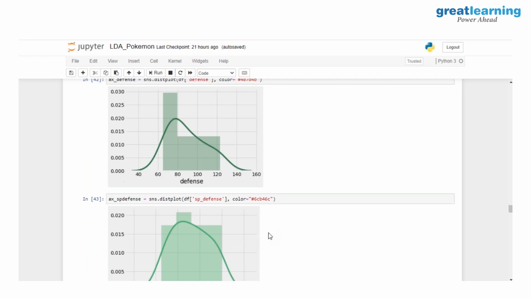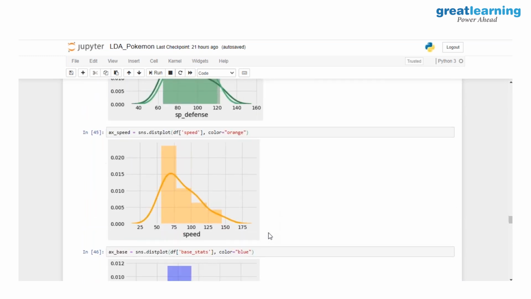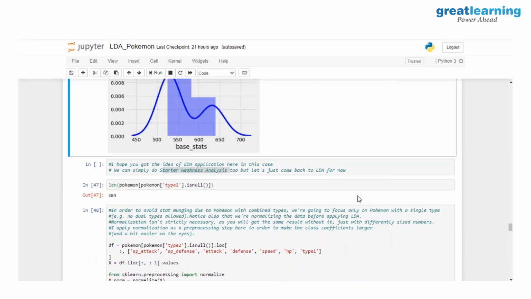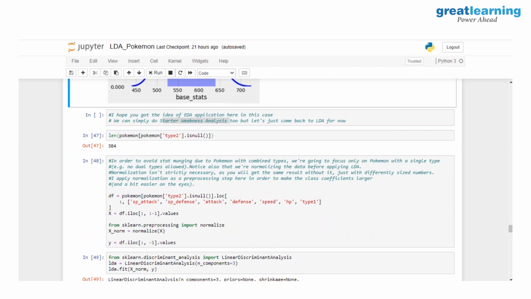But yeah, the reason I'm rushing through this is simply because of time. You can study this EDA, so you get the idea that we can do so much more with the variables by creating newer variables. That was the objective of showcasing this, and we did a lot more with the starter weakness analysis as well. But let's take a step back and come back to the objective of the session, which is that I wanted to see whether LDA can be performed, and whether I can reduce my dimension using a linear discriminant analysis.